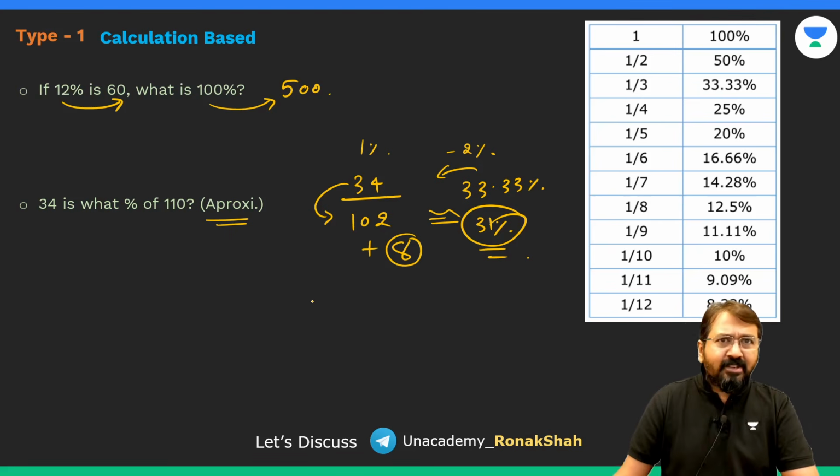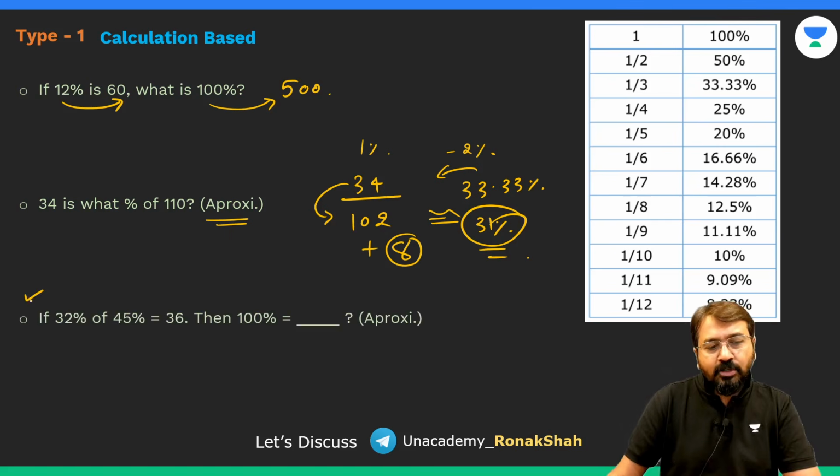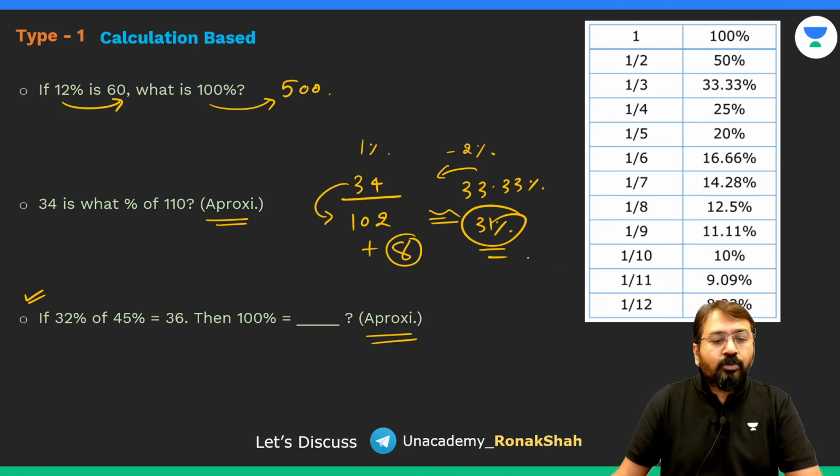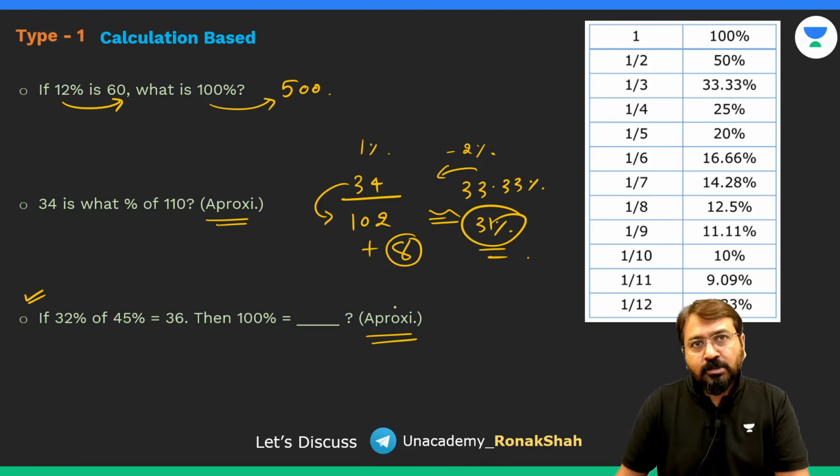Okay. Let's take one more calculation and let's see whether you are able to figure out this thing or not. If 32% of 45% of a number is 36, then what is the number? That means what is 100%? Now most of the time I've seen students assuming the value as x and then they try to get into calculation. But when you need to find out the approximate value, once again you can check what level of approximation you can do.